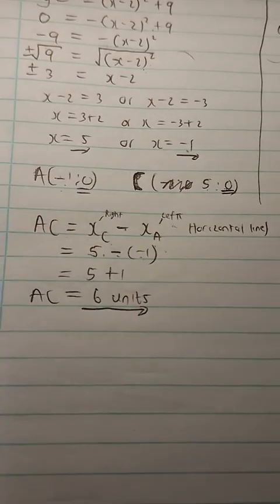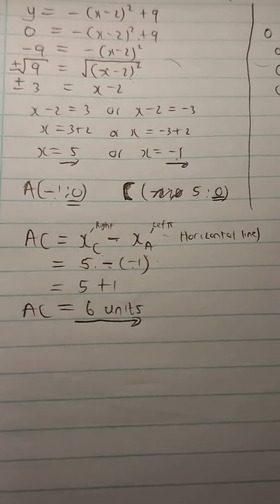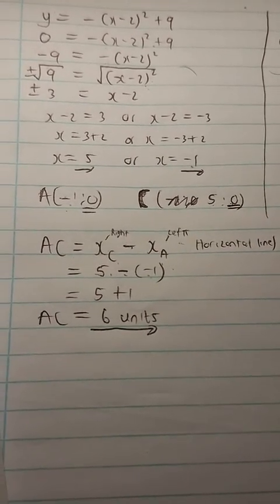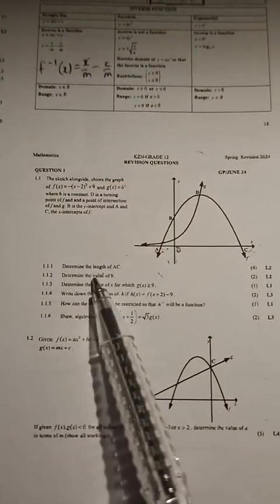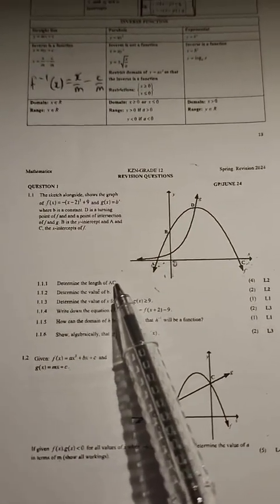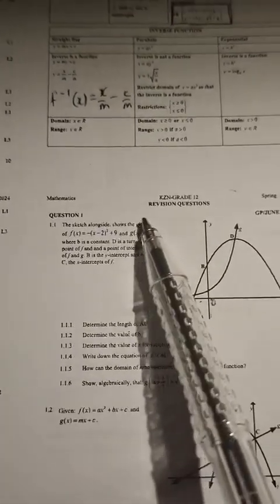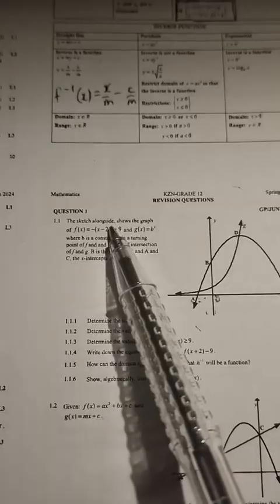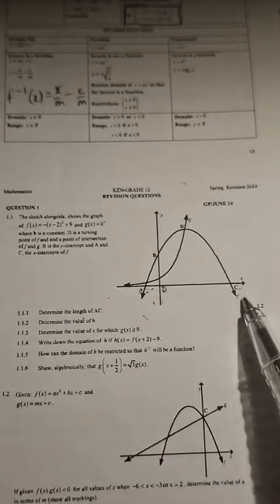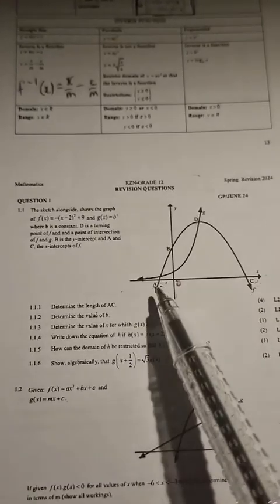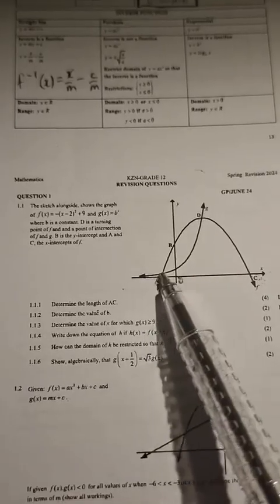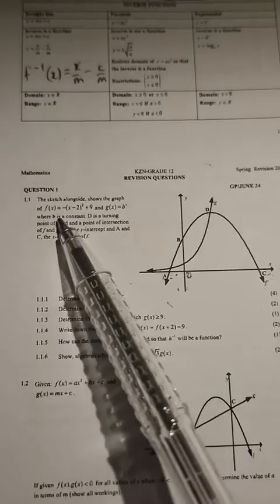Any questions at all about this? Okay, this was a beautiful 4-mark question. Imagine, guys, 4 marks. Determine the length of AC. I repeat, the sketch alongside shows the graphs of f of x. Here is f of x. We are given the turning point form of f of x, and g of x, which is the exponential function, where b is a constant.